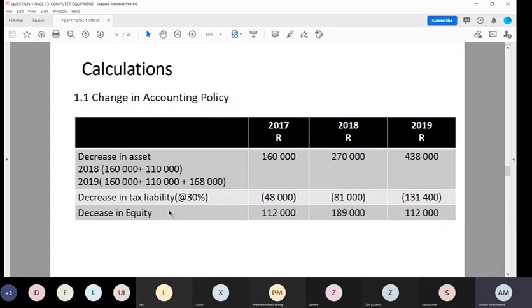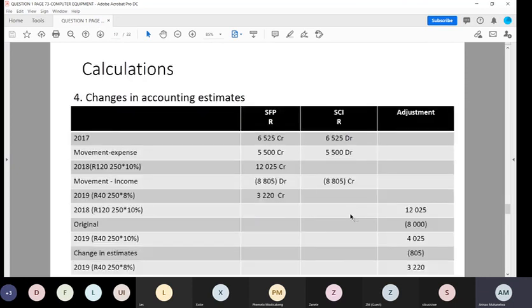So here's the part I want to spend some time explaining. How will this affect your equity? Your equity is going to decrease in 2018 by 112,000, and in 2019 it's going to decrease by 189,000. So if you go to the statement of changes in equity, these are the amounts you should be able to see as a decrease regarding the change in accounting policy. This is what I'm talking about.